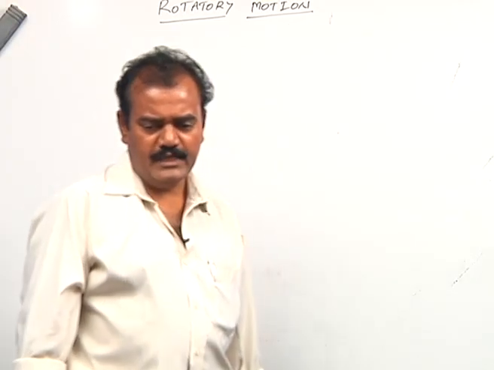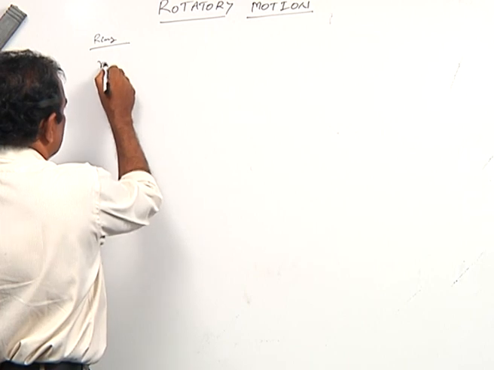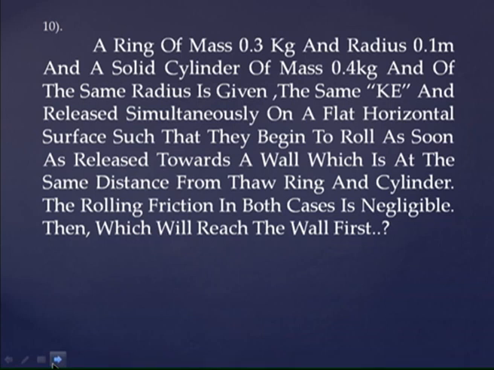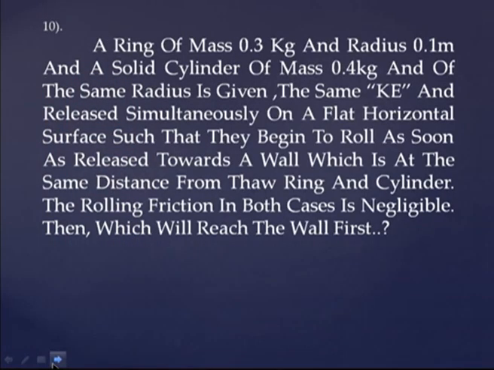So in that next problem, a ring of mass 0.3 kg and radius 0.1 meter. So we are taking that circular ring, whose mass is 0.3 kg and radius is 0.1 meter. And a solid cylinder of mass 0.4 kg and of the same radius. So the solid cylinder here has mass 0.4 kg and again the radius is the same, 0.1 meter.